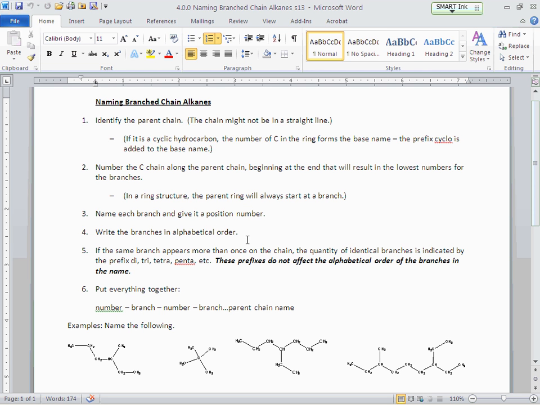Write the branches in alphabetical order. If the same branch appears more than once in the chain, the quantity of identical branches is indicated by a prefix, di, tri, tetra, penta, etc. These prefixes do not affect the alphabetical order. Put everything together, number, and then a dash, then the branch name, then a dash, then the number, then the dash, then the branch name, depending on how many branches you have. We always separate numbers from words with a dash.